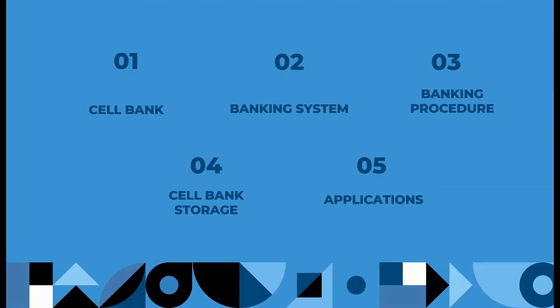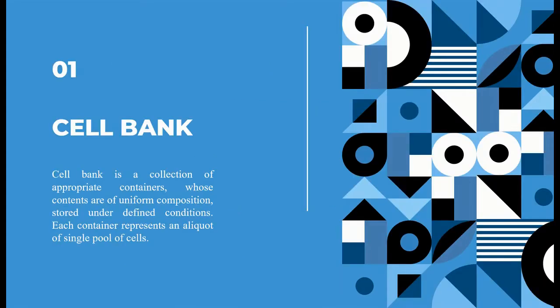So in this video I am going to discuss what a cell bank is, the types of banking system, the banking procedure, then cell bank storage and the principle behind it, and the applications of cell banking. So what is a cell bank? A cell bank is a collection of appropriate containers whose contents are of uniform composition, stored under defined conditions. Each container represents an aliquot of a single pool of cells.